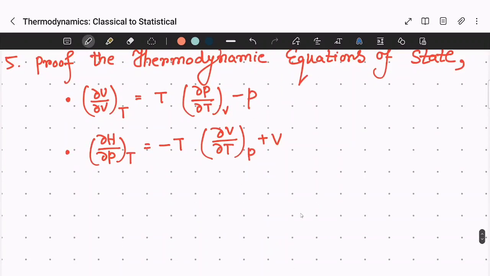And these thermodynamic equations of state are for any gas, not only for an ideal gas. This is a general equation. We can reduce it for an ideal gas and derive the form for the ideal gas, but this is the general equation. So let me start.